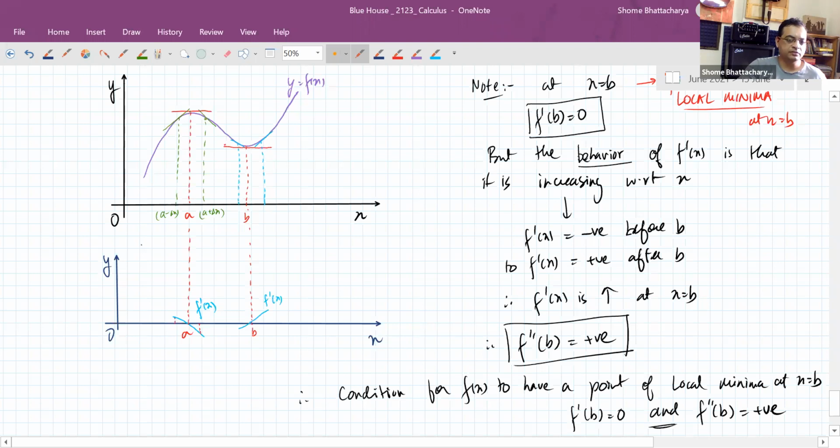So at a peak point, derivative is zero, second derivative is negative, and at a dip point, derivative is zero, but second derivative is positive. So this gives us a clear distinction between the point of peak and point of dip. It gives us an easy way to analyze that if we have multiple points where the derivative of a function is zero, then which of those points has local maxima and which of the points has local minima.